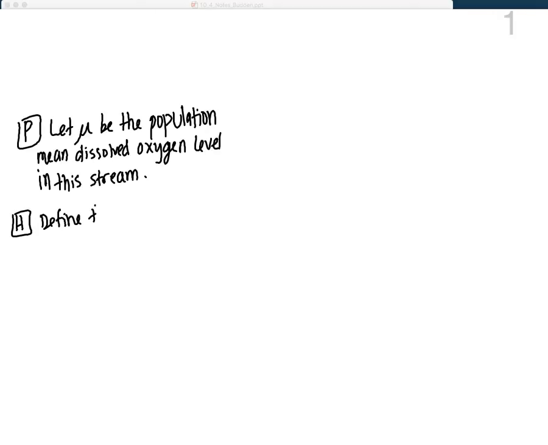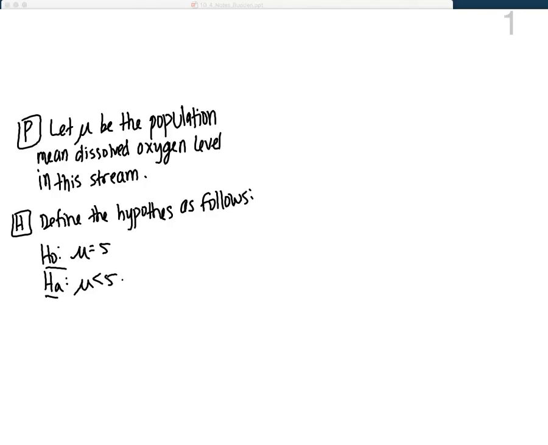For H, I'm going to say define the hypotheses as follows. So our null is going to be that mu equals 5. And then the question is, can we conclude that aquatic life is at risk? So we're looking for evidence that life is at risk. When would aquatic life be at risk if mu is what? Less than 5. So in words, the alternative, why I care, is this means aquatic life will be at risk. You can say the dissolved oxygen level is less than 5, but why we care is that aquatic life is at risk. Mu equals 5 means that the aquatic life is not at risk.